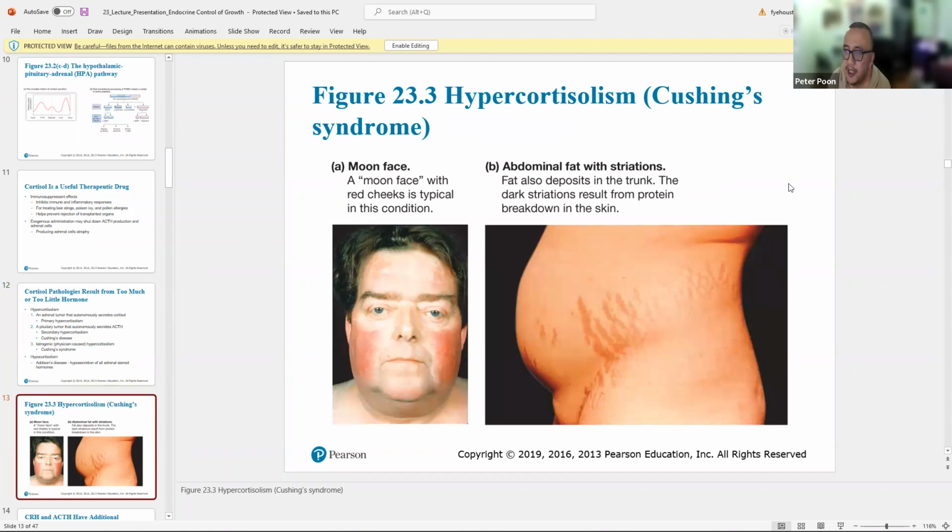So this is Cushing's. Hypercortisolism causes abdominal fat to be deposited. Cortisol actually increases abdominal fat deposition, which is why, like they said, stress makes you fat. That is within normal, not pathological, unlike Cushing's. You can see the fat deposits, the moon-shaped face.